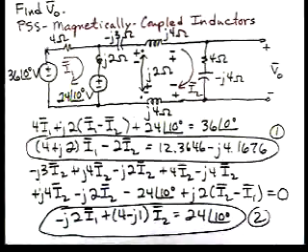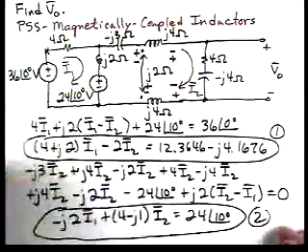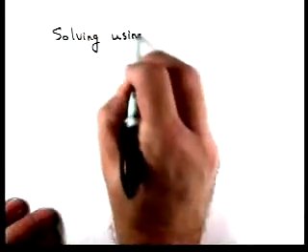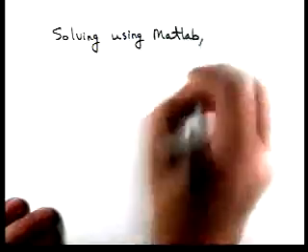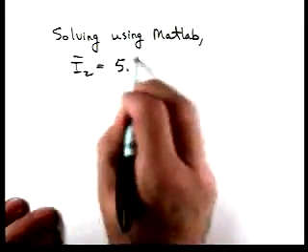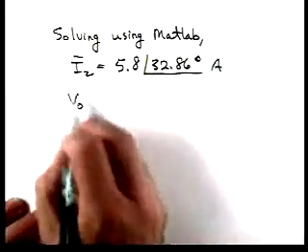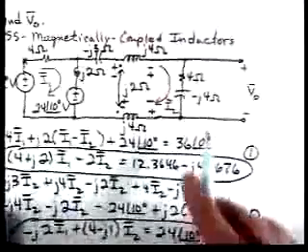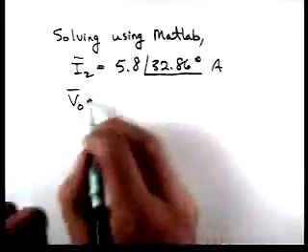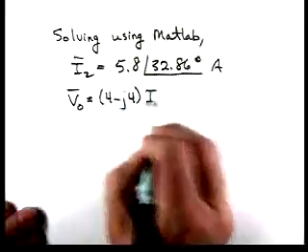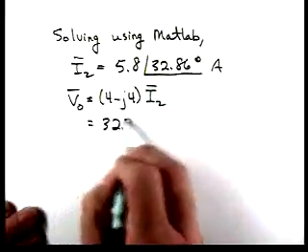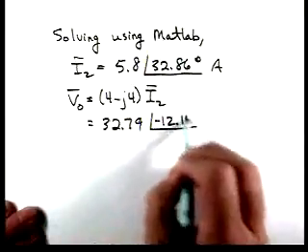So now we just need to solve those two equations, and we really only need I2. I2 flows through those two elements. Solving using MATLAB, I2 turns out to be 5.8 at an angle of 32.86. We look back at our circuit diagram, V0 is (4 minus j4) times I2, which is 32.79 at an angle of minus 12.14 degrees.